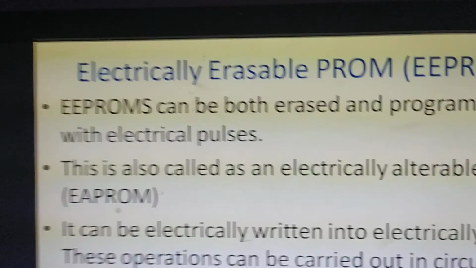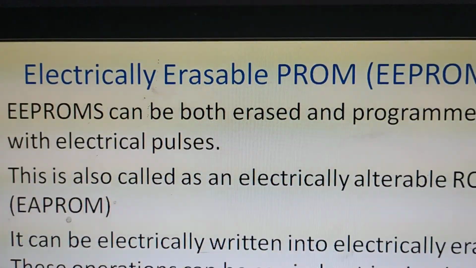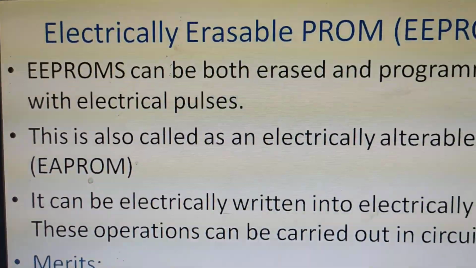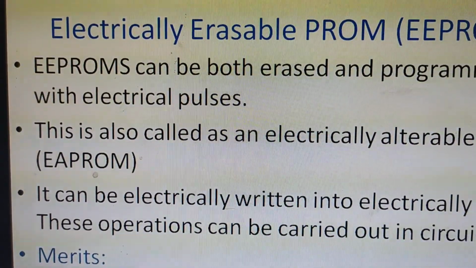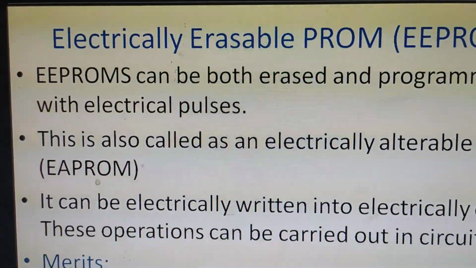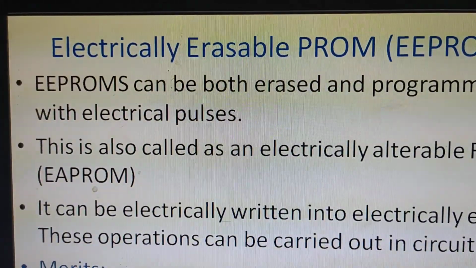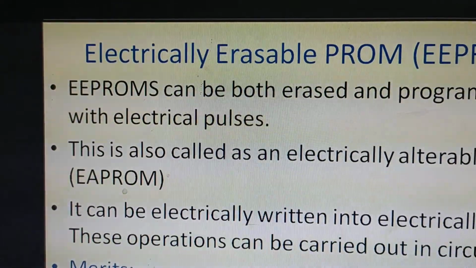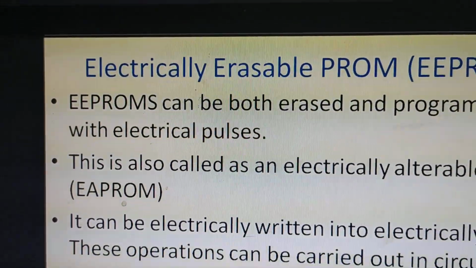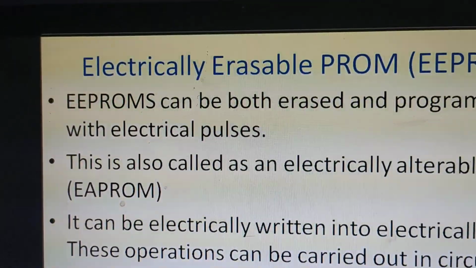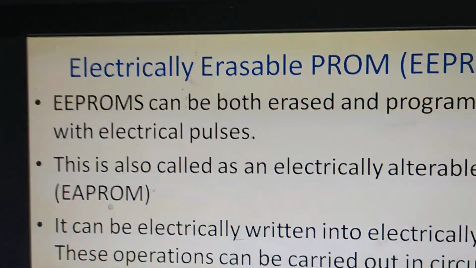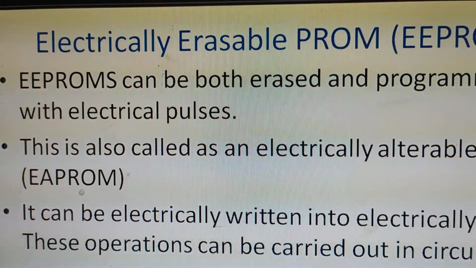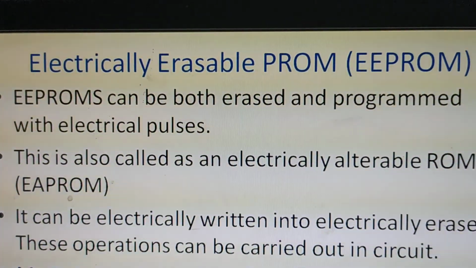Now we will go to the last type of ROM, that is EEPROM. That means electrically erasable programmable read-only memory. Okay, so here what is the advantage? The erasing and programming both can be done by electrical pulses. The electrical current can be applied for erasure purpose also, and current can be applied for programming also. Writing the new program also, we can do it by using electrical pulses.